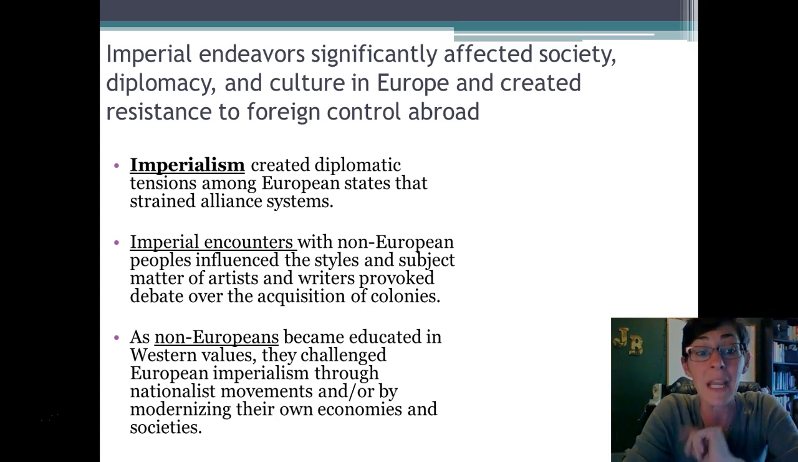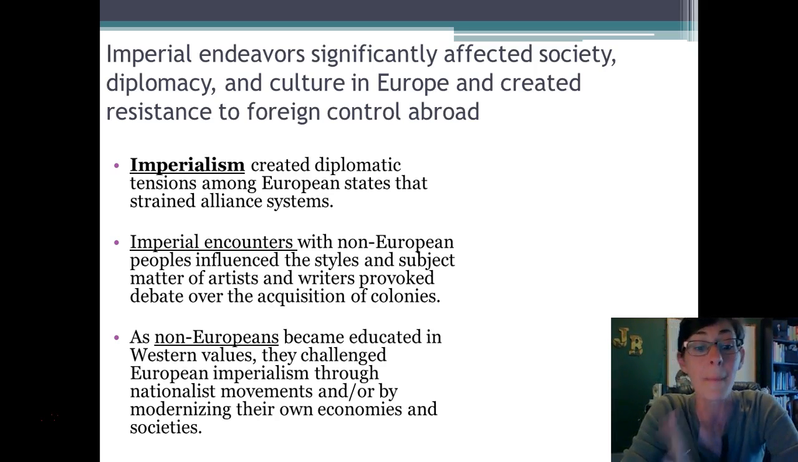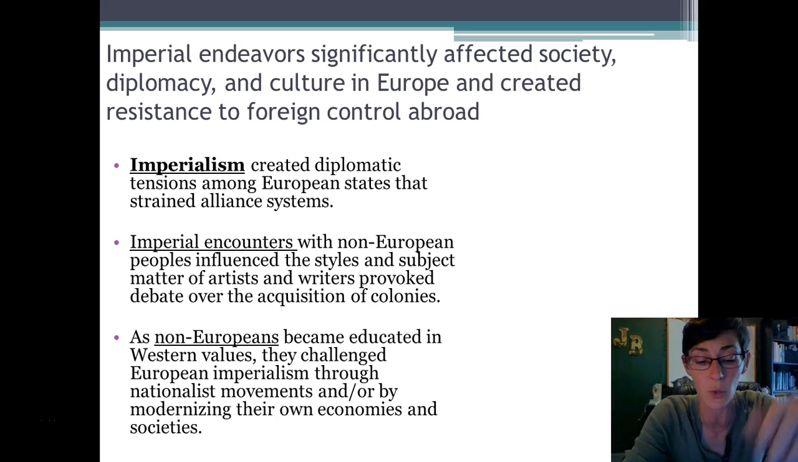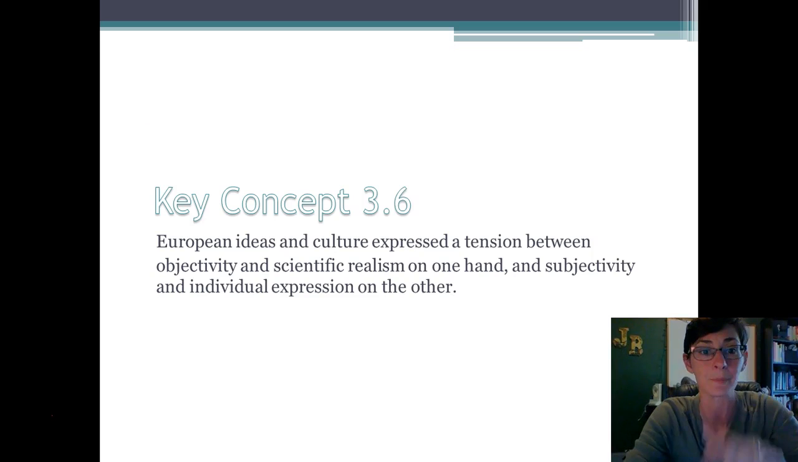As non-Europeans became educated in Western values, they challenged European imperialism through nationalist movements and or by modernizing their own economies and societies. So Europeans dealt with a much greater, a lot more dissent and upheaval in their colonial empires than they used to endure during the age of exploration. So this made colonization more challenging in this period than it was in previous eras.